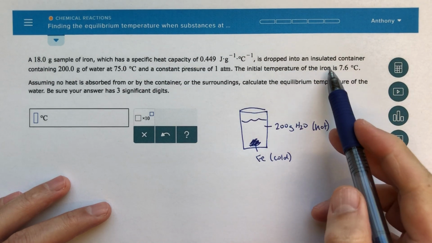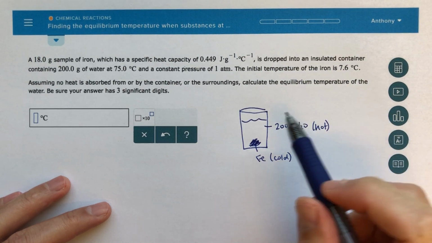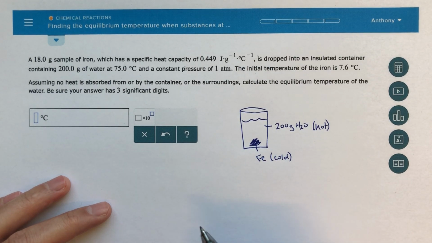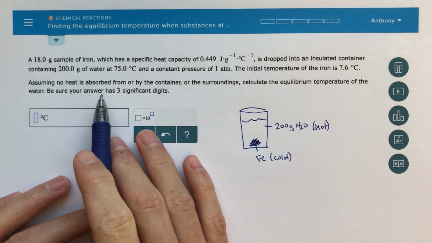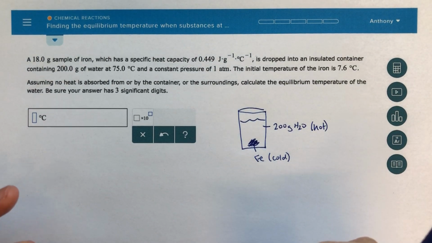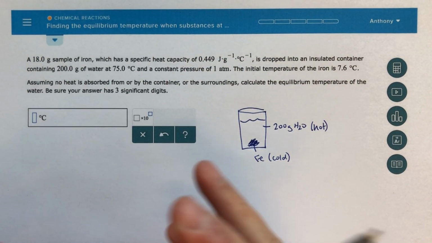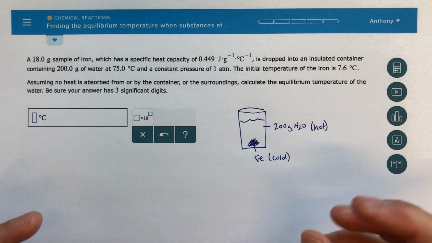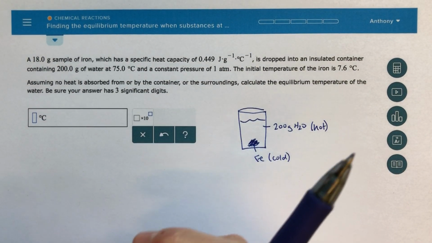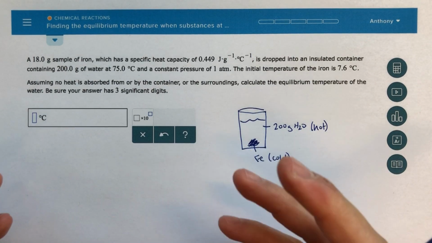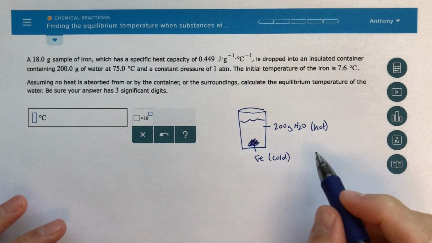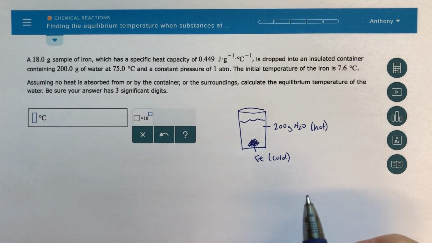We've got an initial temperature of iron, 7.6 degrees Celsius, very cold, and my initial temperature of water, 75 degrees Celsius, quite hot. So it says, assuming no heat is absorbed, so we're just going to be transferring the energy from the hot water to the cold iron. And then our final temperature for both the iron and the water should be the same, right? Eventually, they're going to equal out in temperature, and we should have the same final temperature. So T final for both of these should be exactly the same.